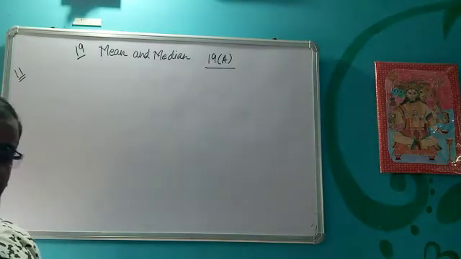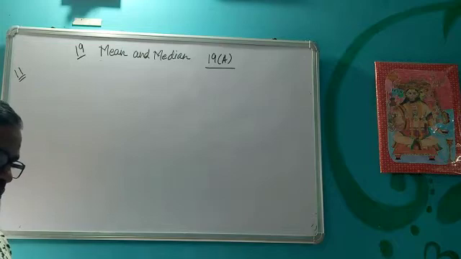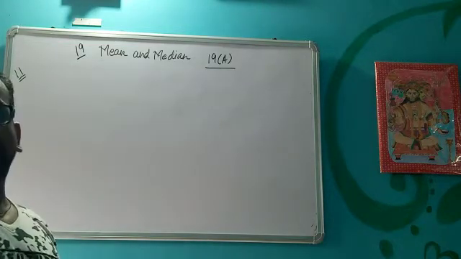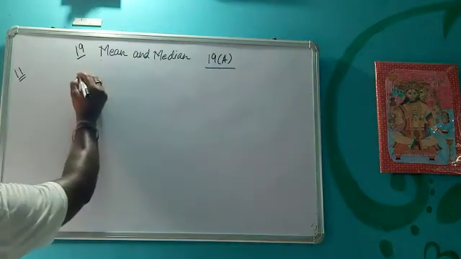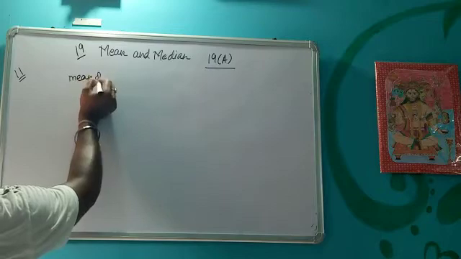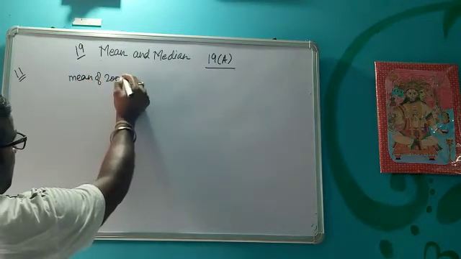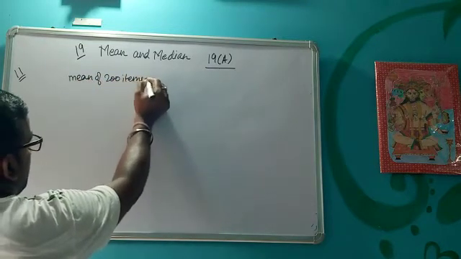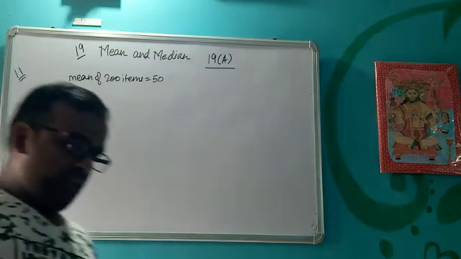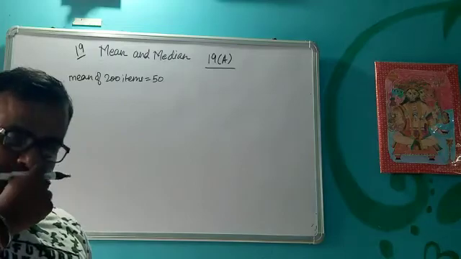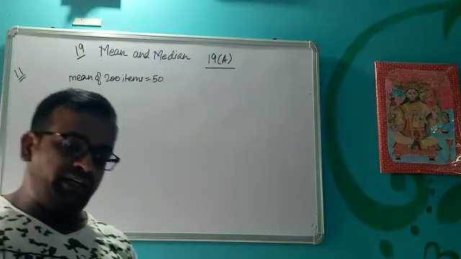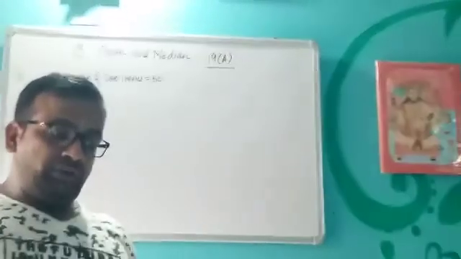Okay, so let's discuss other types of questions. In question number 11, the mean of 200 items was 50. That means mean of 200 items equals 50. Now what is given? Later on it was discovered that two items were misread as 92 and 8 instead of 192 and 88. So what does it mean?